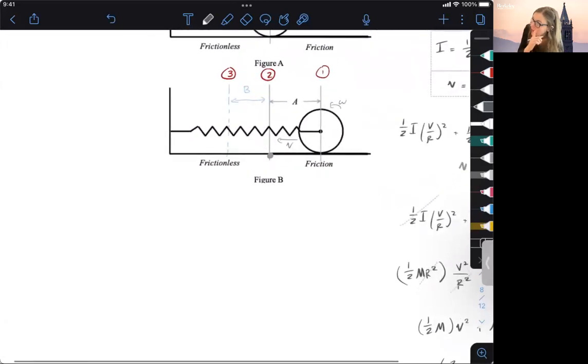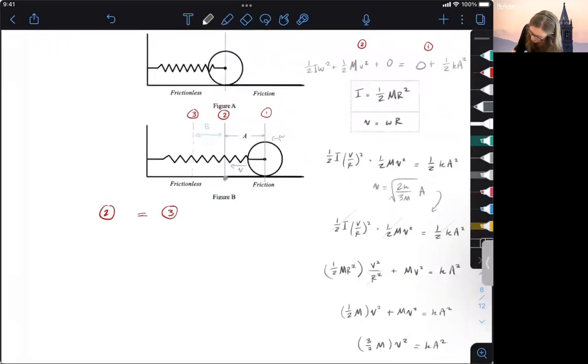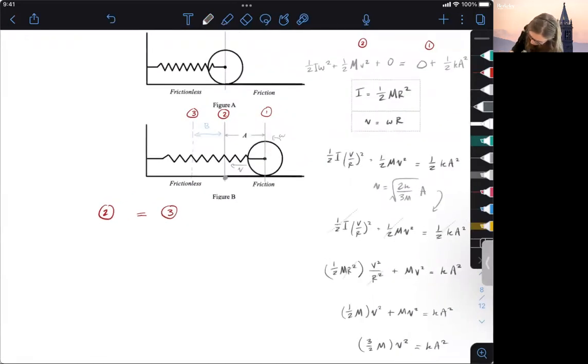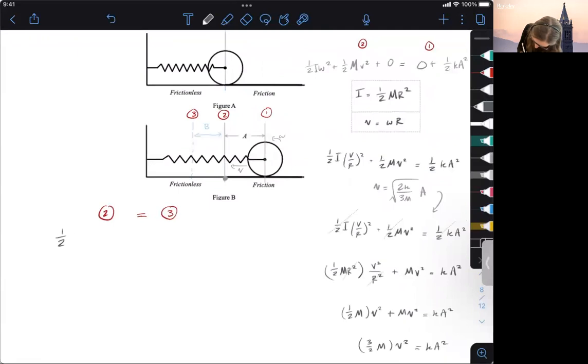All right, so what do we have going on from 2 to 3? So let's do it this way. We have point 2, and then we're going to set it equal to point 3 for a conservation of energy. So point 2, what did we have for point 2? Well, we had this mess over here. We had 1/2 I w squared plus 1/2 m v squared. So I'm just taking that original expression to avoid confusion by not simplifying anything yet.